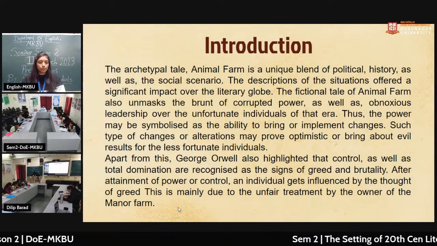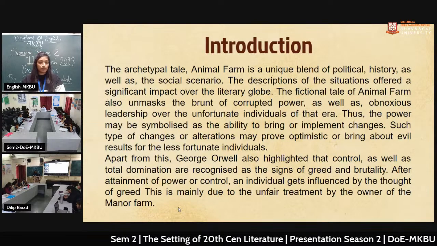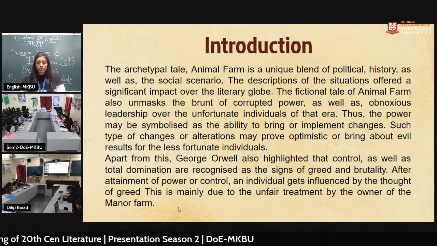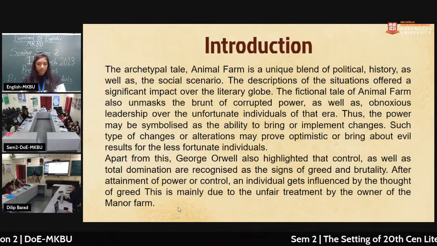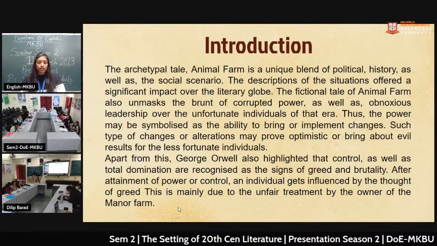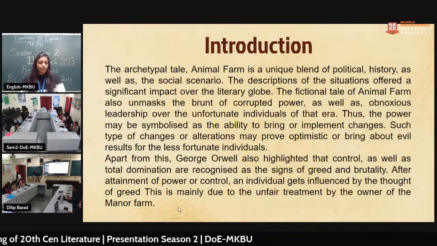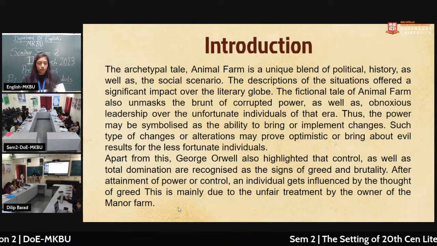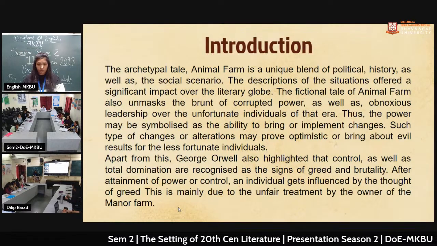Thus, the power may be symbolized as the ability to bring or implement changes. Such changes or alternatives may prove optimistic or bring about evil results for the less fortunate individuals. Apart from this, George Orwell also highlighted that control as well as total domination are recognized as signs of greed and brutality. After attainment of power or control, an individual gets influenced by the thought of greed. This is mainly due to the unfair treatment by the owner of the Manor Farm.